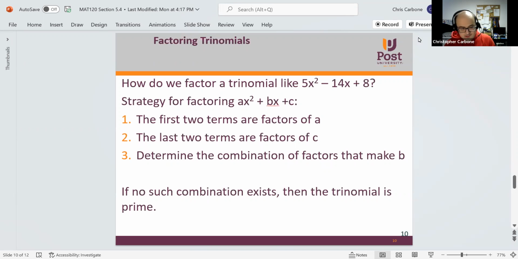So factoring a trinomial like 5x squared minus 14x plus 8 does have that 5 in front. We can't factor anything out. So if we have a trinomial in that form of ax squared plus bx plus c, where a is not 1, the first 2 terms are factors of a, the last 2 terms are factors of c, and we need some combination to make b. And if no such combination exists, the trinomial is again considered prime over that set of integers.